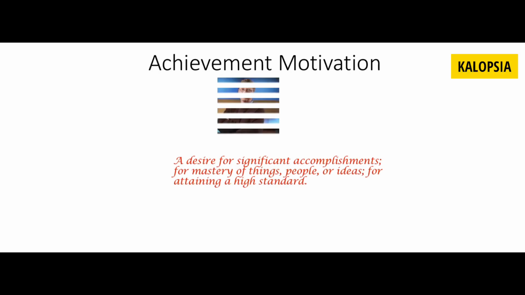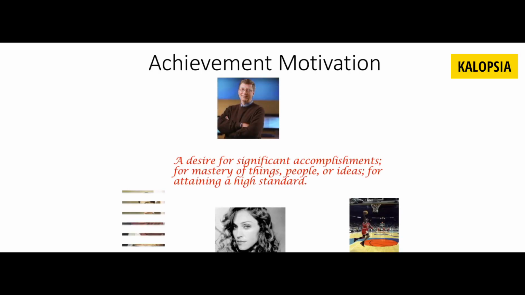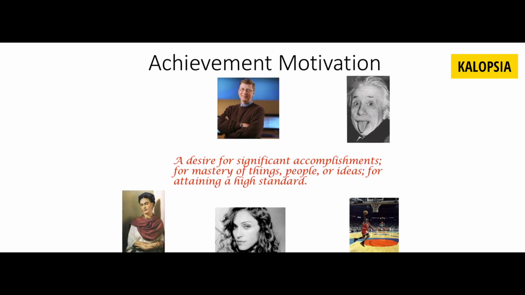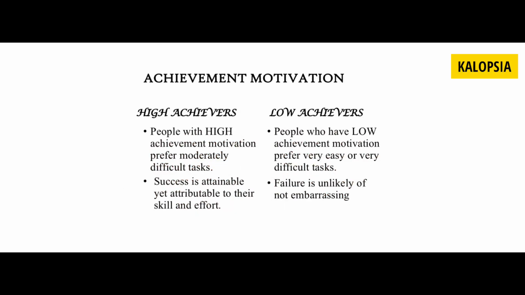Achievement motivation is a desire for significant accomplishments, for mastery of things, people, or ideas, for attaining a high standard. People who are high achievers have high achievement motivation and prefer moderately difficult tasks, where success is attainable yet attributable to their skill and effort, while people who are low achievers prefer very easy or very difficult tasks, where failure is unlikely or not embarrassing.